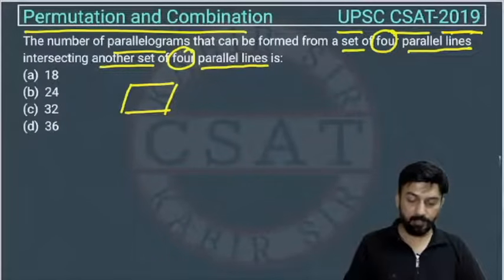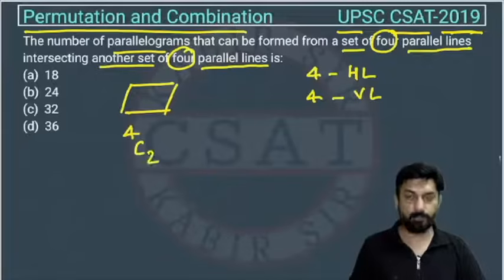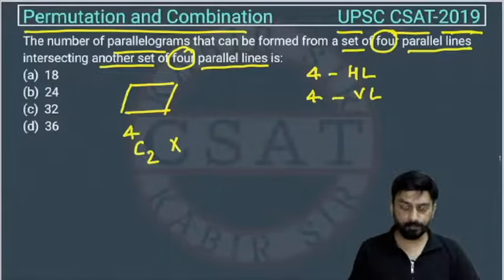So how many horizontal lines are we having? We are having 4 horizontal lines, and then intersecting another set of 4 parallel lines. So there are other 4 parallel lines, vertical lines, which are intersecting. So out of these 4 horizontal lines, we have to select 2. So this is a problem of selection. So 4C2. So we have selected the horizontal lines. Now we will select the vertical lines, so multiplication will come.